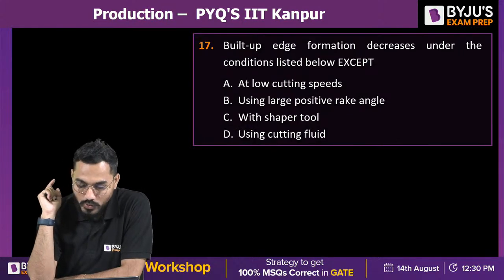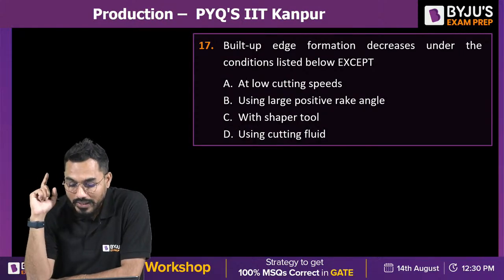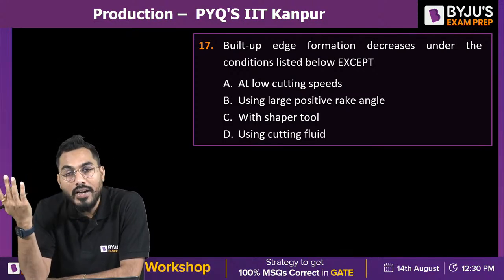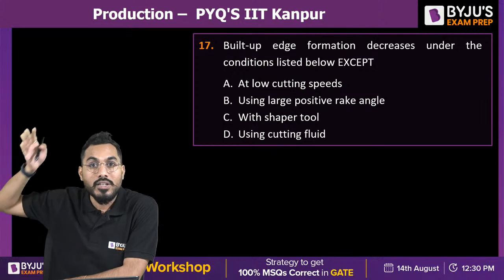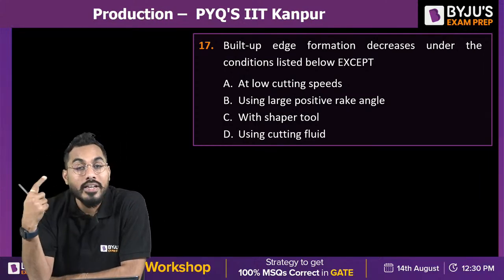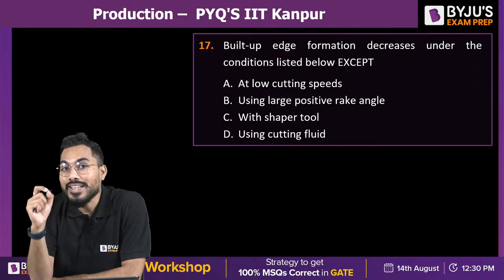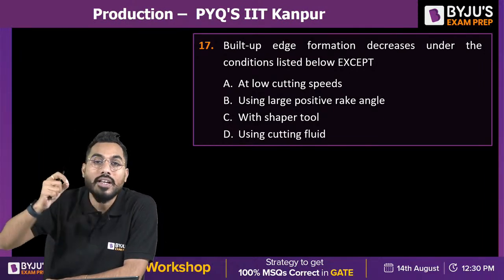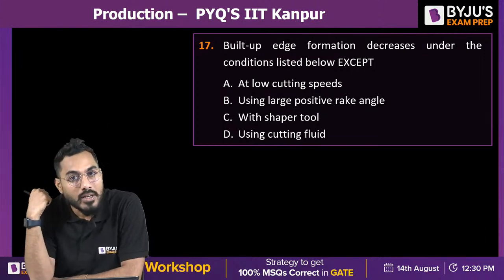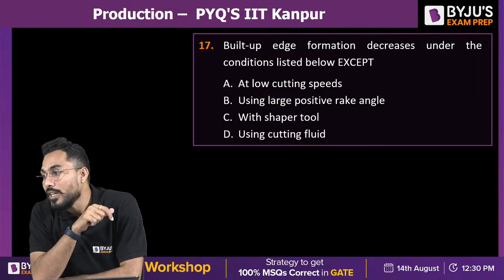Fine. Next question. Built-up edge formation decreases under the conditions listed below except. So built-up edge formation, we know that. Whenever the chip is coming out, it will start rubbing against the rake surface. And whenever friction takes place, a lot of heat energy is released, and there might be chances that microchips get stuck to the rake surface or cutting edge, and because of that a new edge is getting built up, and therefore it is called built-up edge formation.